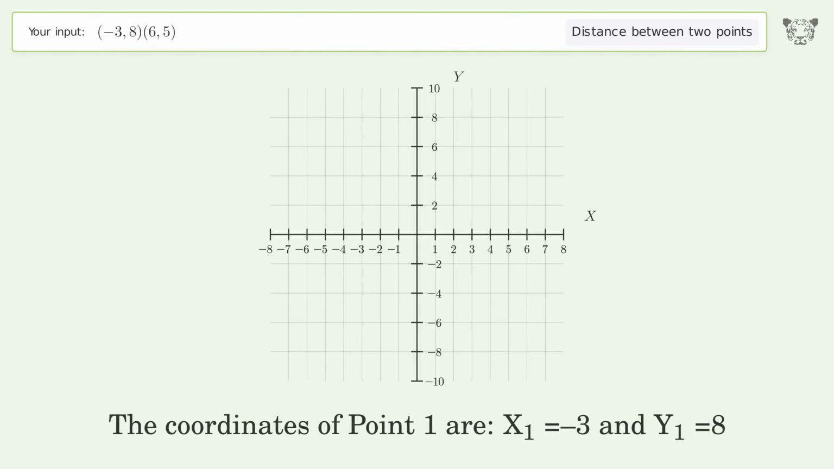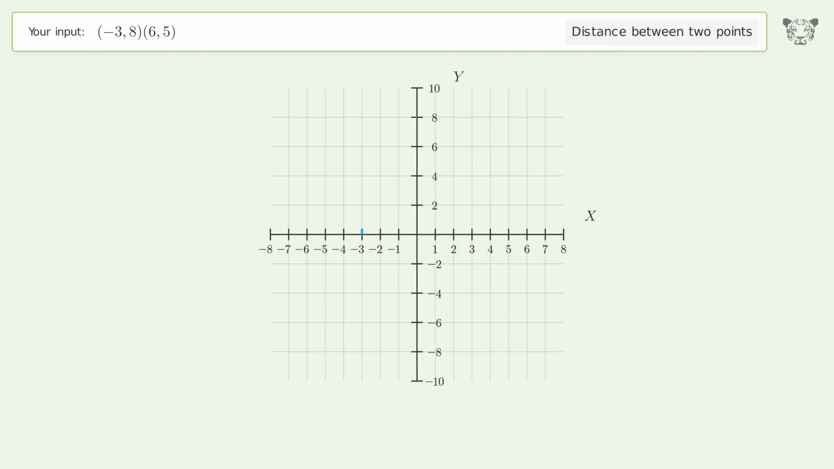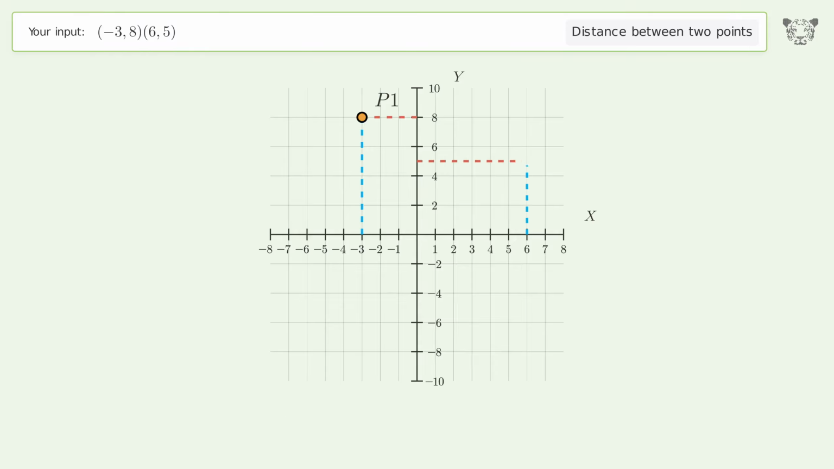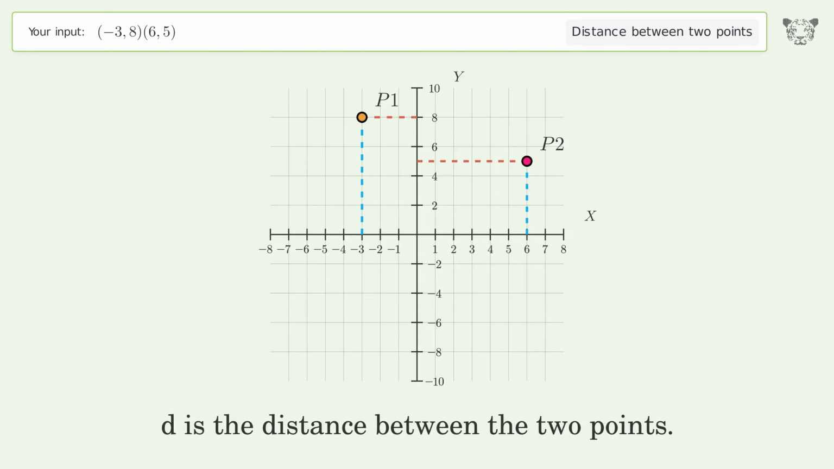The coordinates of point 1 are x1 equals -3 and y1 equals 8. The coordinates of point 2 are x2 equals 6 and y2 equals 5. D is the distance between the 2 points.